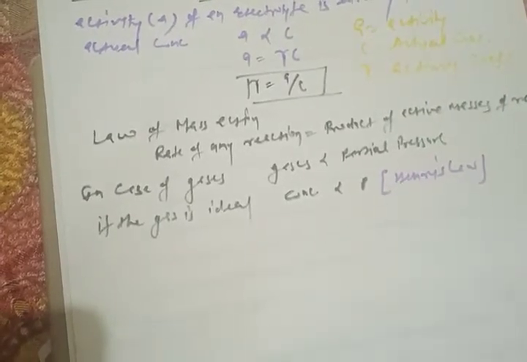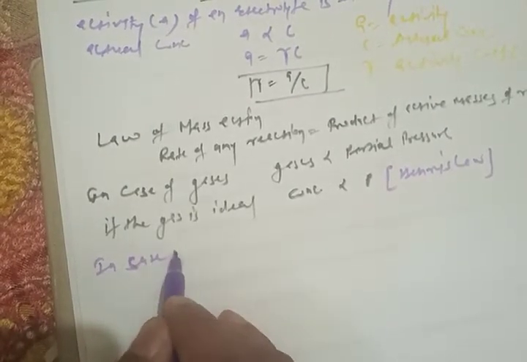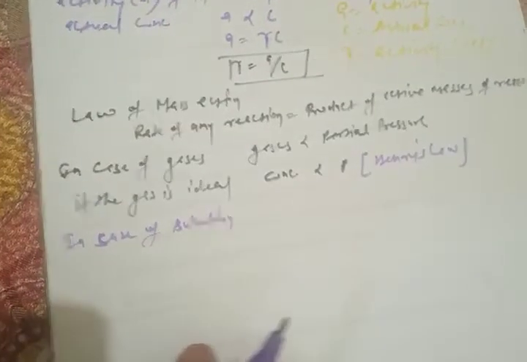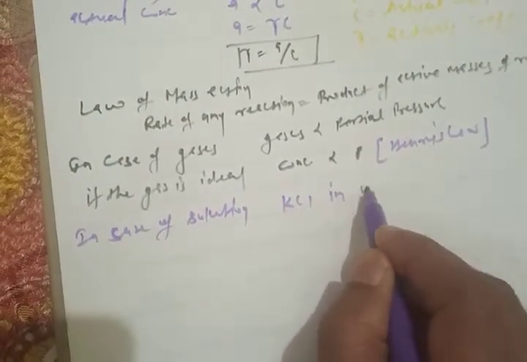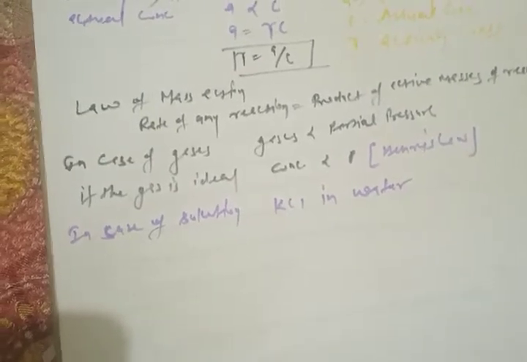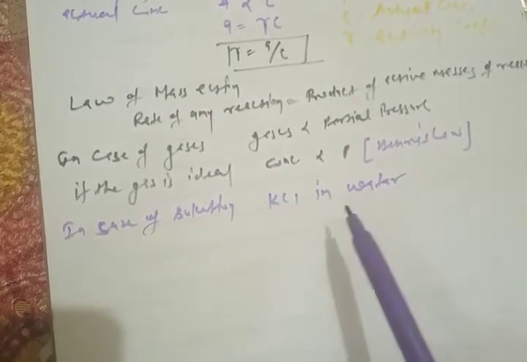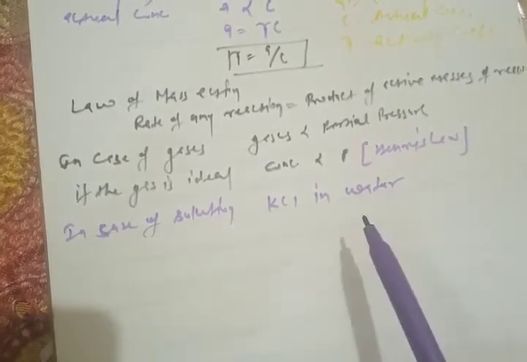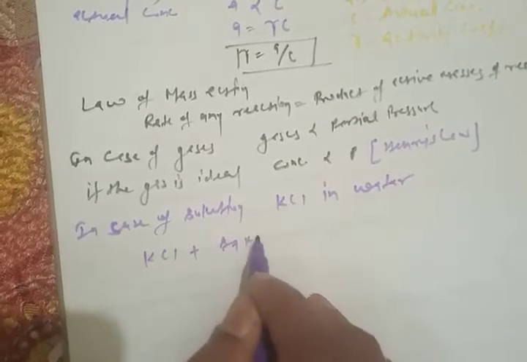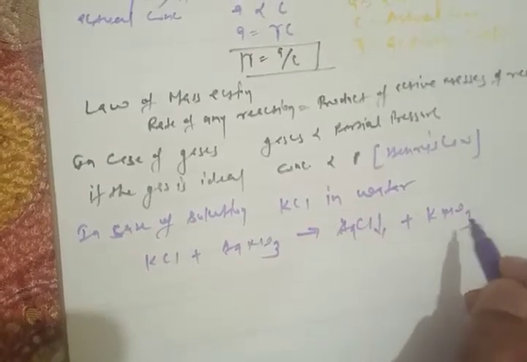So this is for the solid and this is for the gases, but what about the solution? In case of solution, let's take an example. If you have KCl in water, what happens with it? This is actually hydration. Some amount of K ion and Cl ion will be hydrated with water. Some amount, not every amount. And if we then add silver nitrate to this solution, what will happen? Here we'll get AgCl precipitate with KNO3.